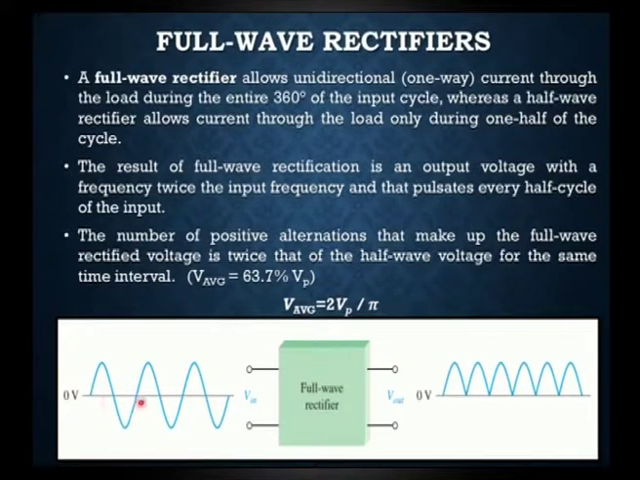This is the input, if we consider a sinusoidal input that we are going to give to a full wave rectifier, V in. V out will be the output voltage, which can be observed like this. The output operates in both the positive as well as the negative half cycle. That is why we are getting the cycles continuously, with no gap in between, which is what we observed in a half wave rectifier. The result of full wave rectification is an output voltage with a frequency twice the input frequency, and that pulses every half cycle of the input.